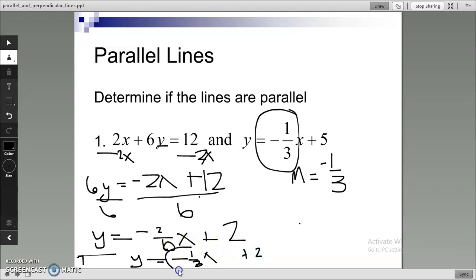So look there. I have a slope of negative 1/3 here and a slope of negative 1/3 here. They are the exact same, so these two lines are parallel. The symbol for parallel is two up and down lines like that.